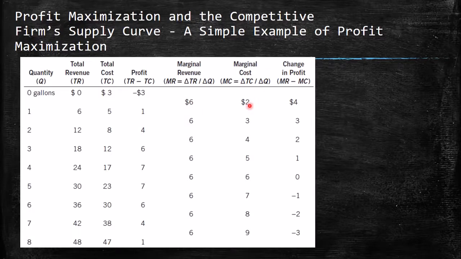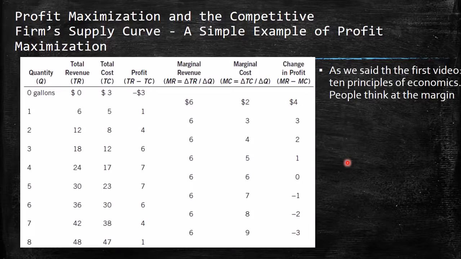And the marginal cost, as we saw in the previous chapter, is going to be this one, 5 minus 3 over 1 minus 0. The denominator each time is going to be 1. So we have 5 minus 3 is going to be 2. 8 minus 5 is going to be 3, and so on and so forth. So here we have the marginal cost, which is increasing. And then we have here the change in profit. So here we have positive 4, here we have 3, here we have 2, here we have 1. This is going to be 7 minus 6, is going to be 0, minus 1, minus 2, minus 3.